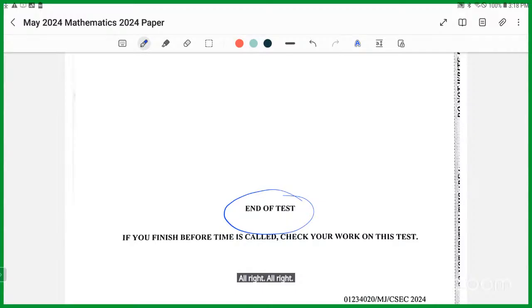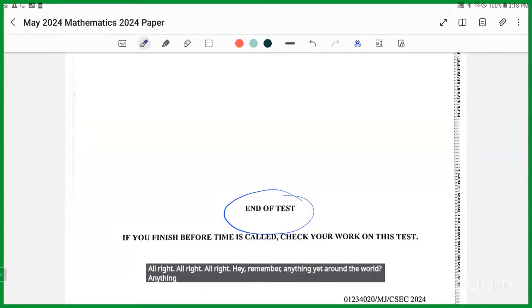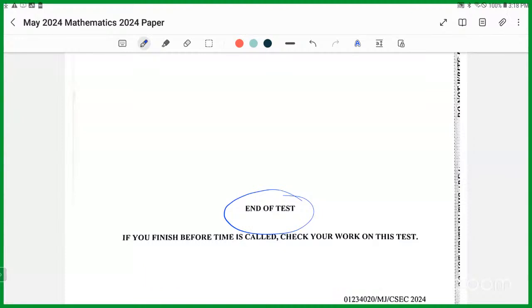Remember, anything you got wrong, work it over. Practice them like crazy this week.